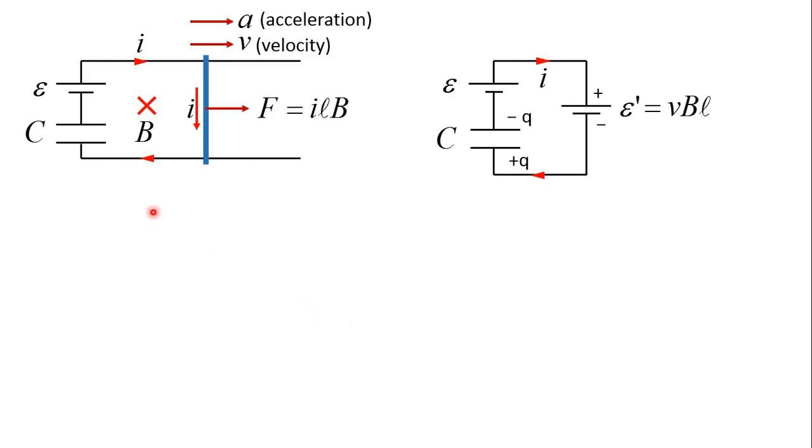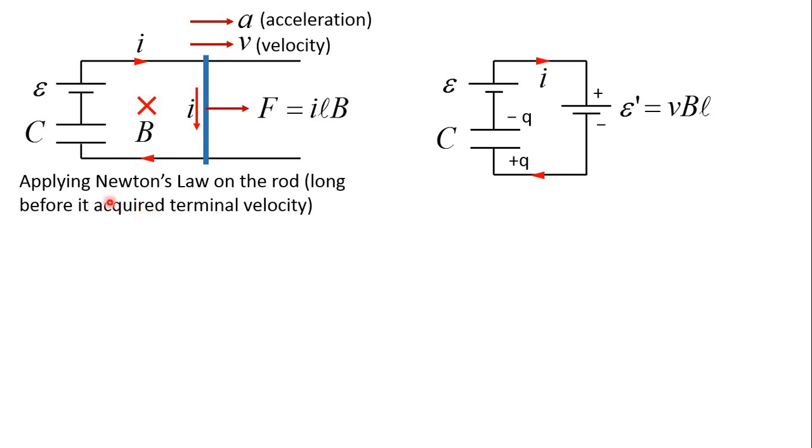Next, let us now solve the question. Apply Newton's law on the rod. Not at terminal velocity, but long before it acquired terminal velocity. As I just said, after some time the current will become 0 and the force will become 0. But before that time, when the force was not 0 and the current was not 0, at that moment let us write down our equation of Newton's law.